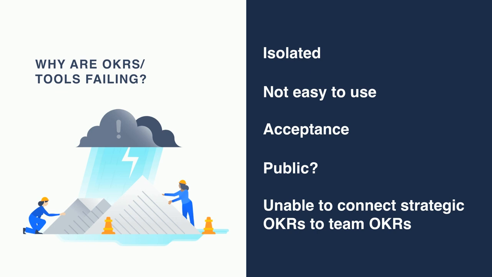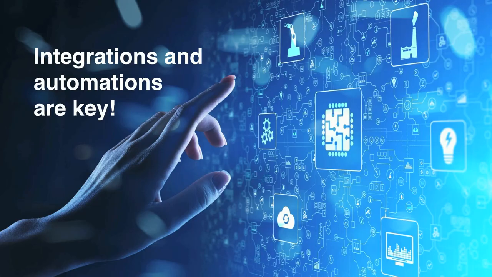They are usually isolated, as I mentioned. Some of them are purpose-built, but are not connecting to Atlassian software. Some of them are just within Jira, very complicated to use. Some of them do not have any acceptance at all because they have different namings. Some of them don't allow public OKRs, and some of them are not able to connect strategic OKRs to team OKRs, etc. So to really make the difference, integrations and automations are key.